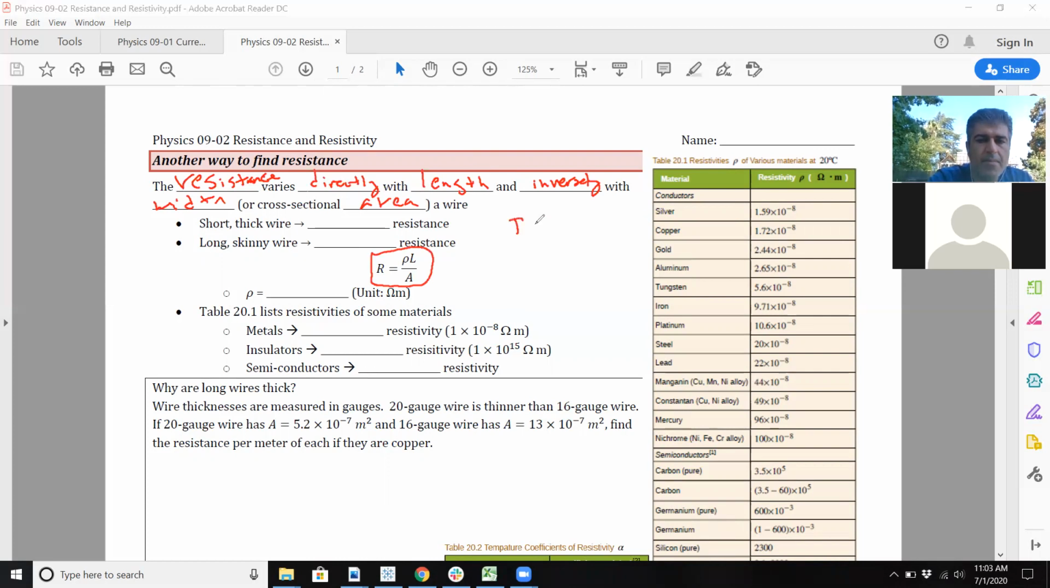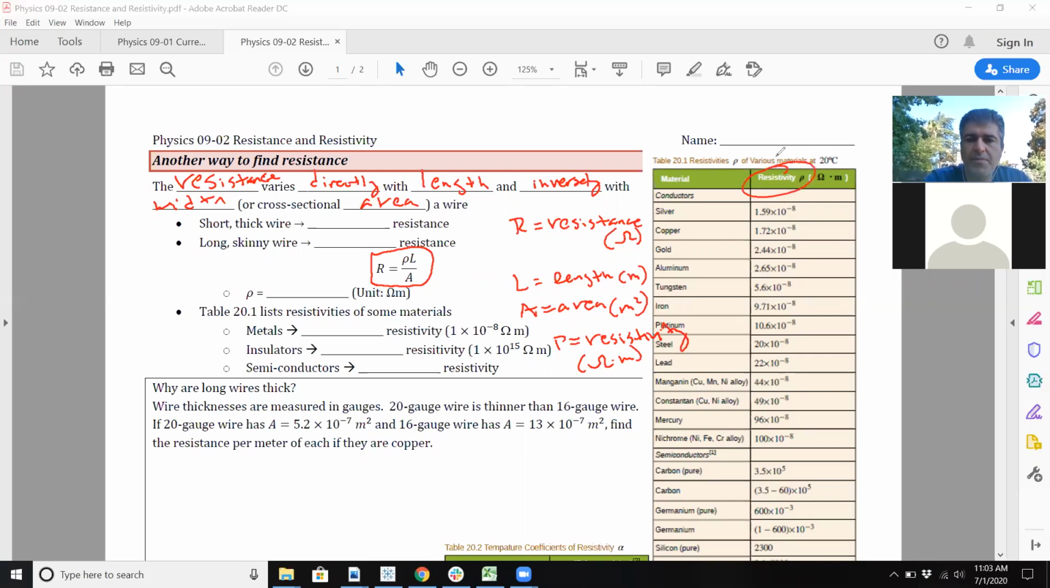So R is going to be resistance, as we know, which we measure in ohms. L will be the length, which we'll measure in meters. A will be area, which we'll measure in meters squared. And this P thing here is called resistivity, and that's measured in ohms times meters.